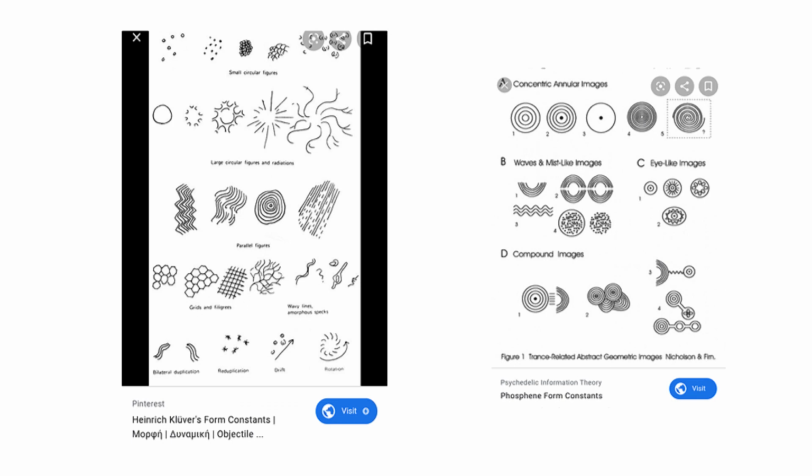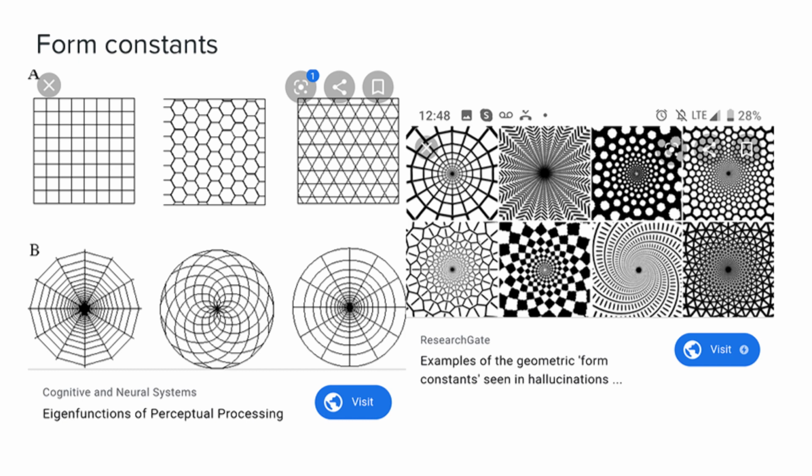And so I'll continue here. This on the right here is phosphine form constants. I don't even know what phosphine is, but I just put it in there. Form constants. All right, so eigenfunctions of perceptual processing. We see these things, like I was saying, when you press on your eyes or when you are dying. I've had a near-death experience myself, wasn't that great. Saw some dead people that weren't there.